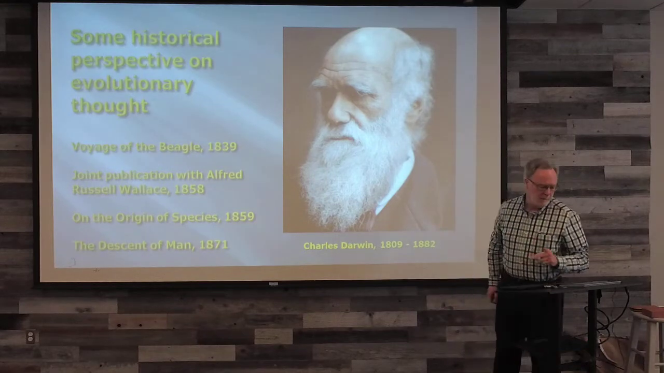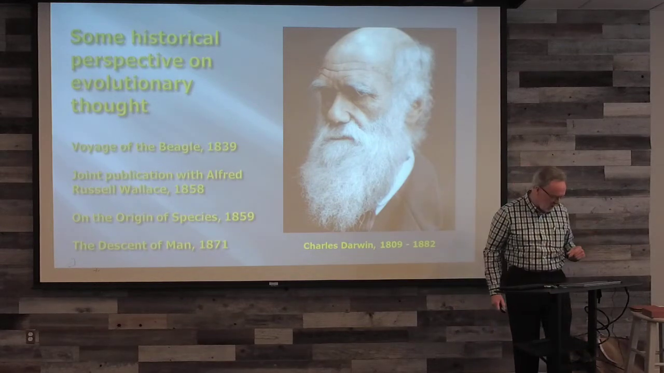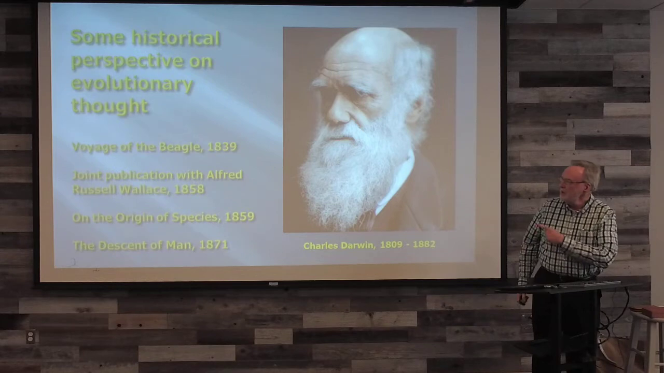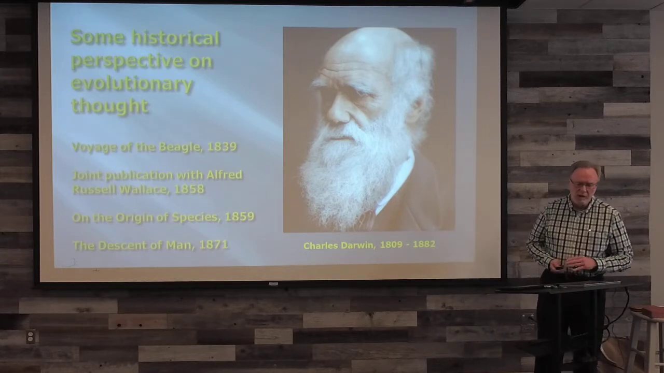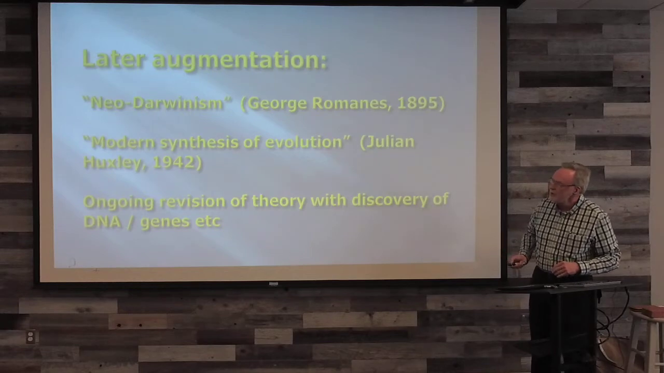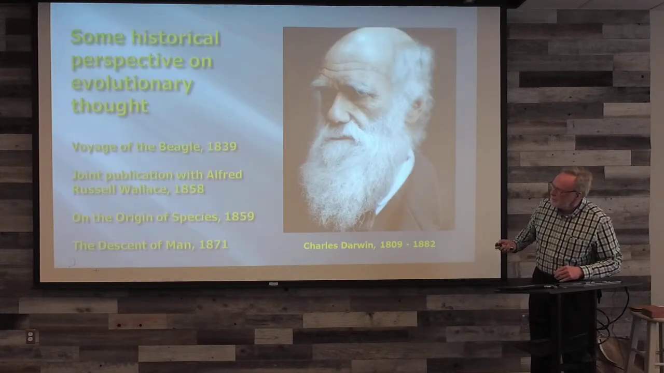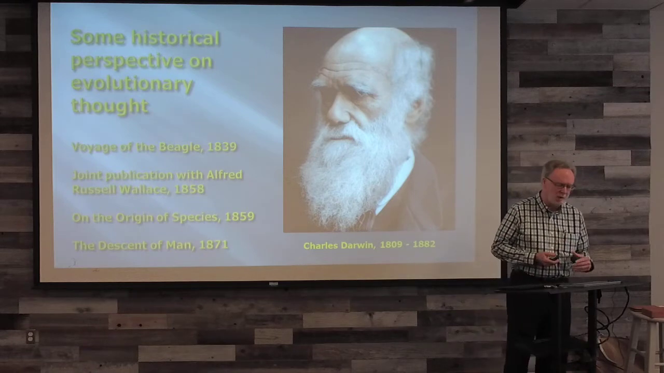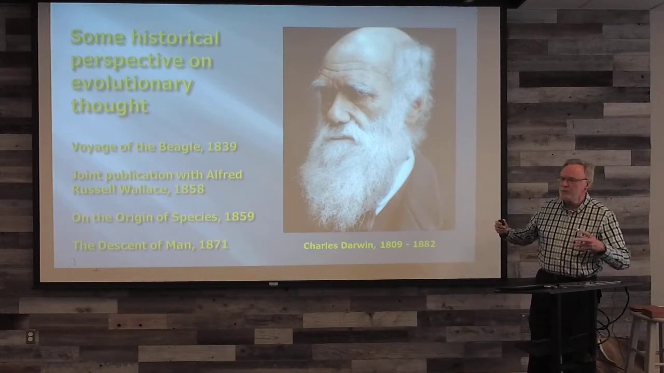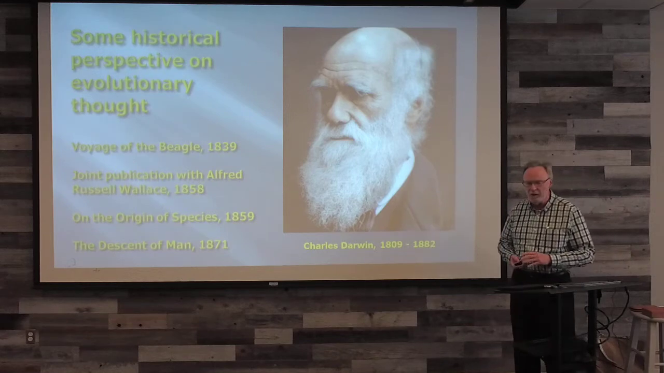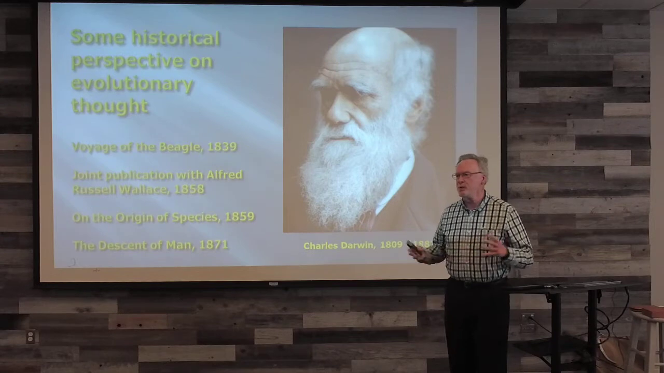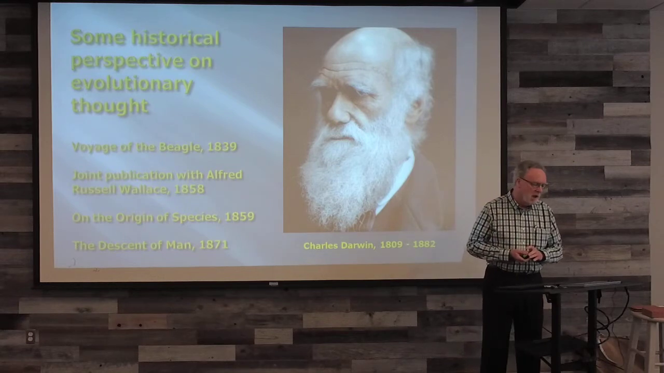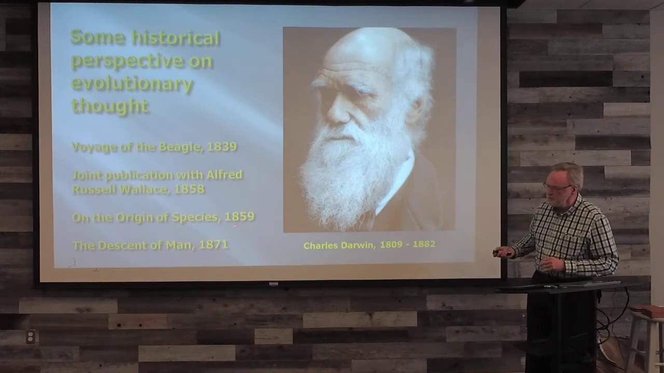All right, by the way, let me just give you a little bit of quick history here. Some history on evolutionary thought. I'm sure you are familiar with the name Charles Darwin. Some of his early observations were published in his travels on a British ship called the Beagle, a scientific exploration ship, 1839. He began to formulate some of his ideas and jointly published them with Alfred Russel Wallace in 1858, and there was an ongoing dispute between the two of who actually came up with this theory. Darwin generally gets credit for that. Wallace probably had a whole lot to do with it. But at any rate, he made it a little more specific in his book.